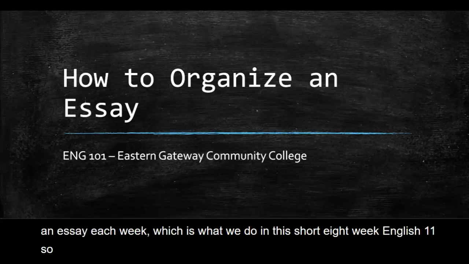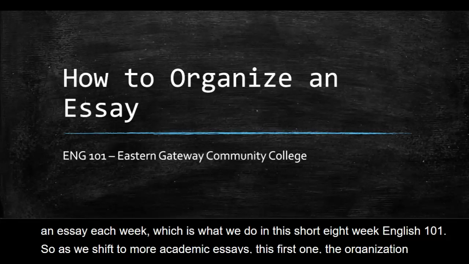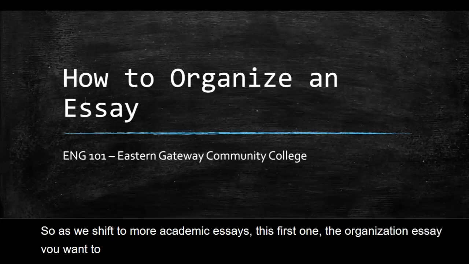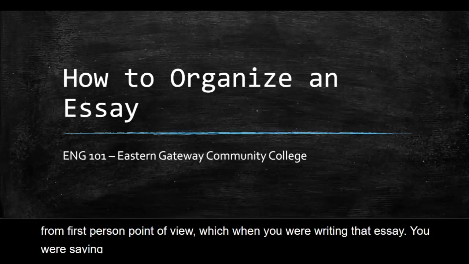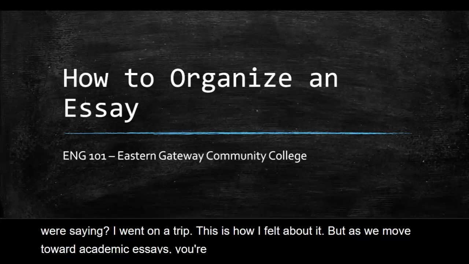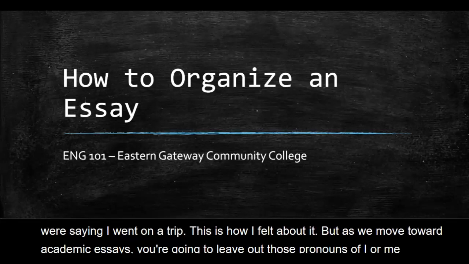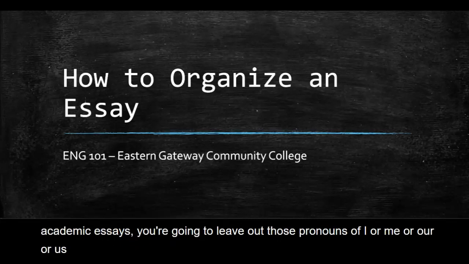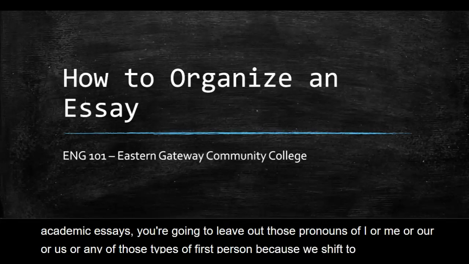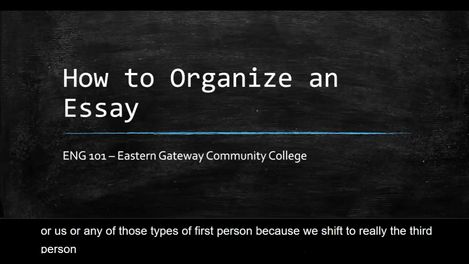So as we shift to more academic essays, this first one, the organization essay, you want to shift from first person point of view, which when you were writing that essay, you were saying, I went on a trip. This is how I felt about it. But as we move toward academic essays, you're going to leave out those pronouns of I or me or our or us, or any of those types of first person, because we shift to really the third person point of view, that way of writing.